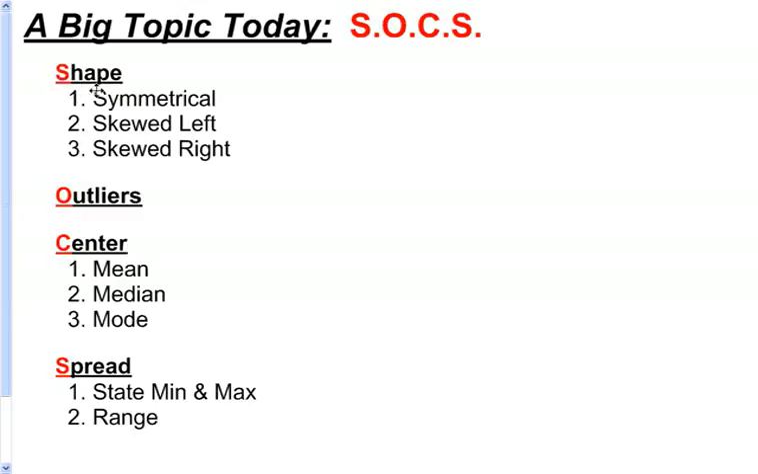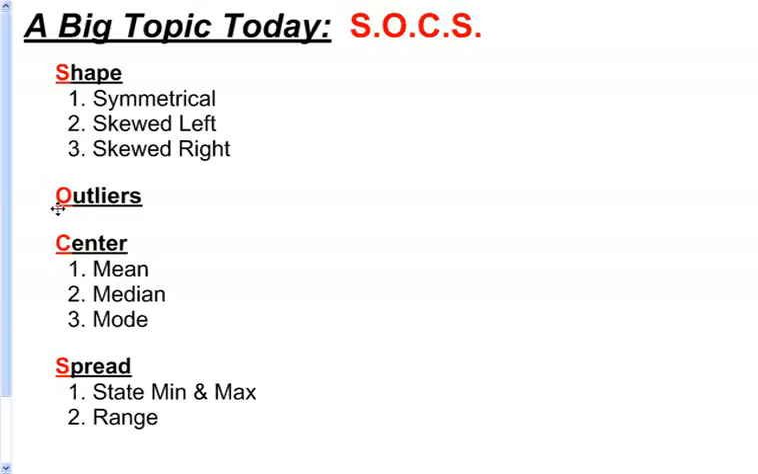And when we talk about shape, we're going to be looking at dot plots and stem and leaf plots, or stem plots, and discuss shape. What does it look like? Is it symmetrical? Does it have symmetry? Is it skewed to the left, stretched way out on the left? Is it skewed to the right, stretched way out on the right? And we'll discuss these in just a moment.